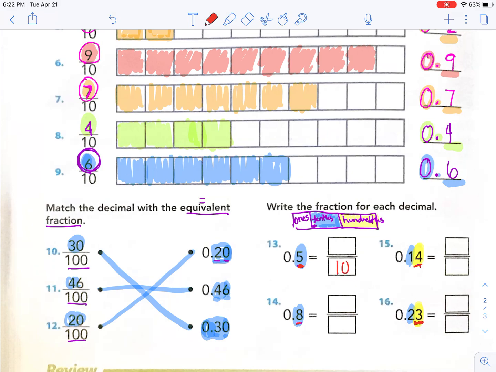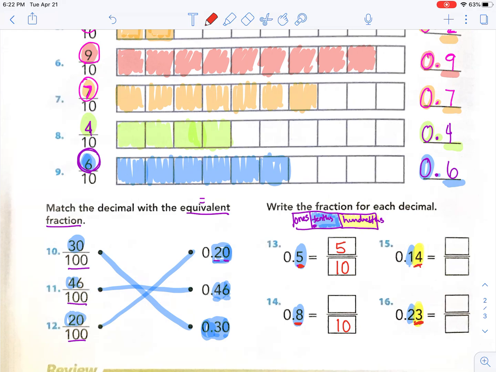So I know that my denominator will automatically be tenths. How many tenths do I have, boys and girls? 5. 0.5 is 5 tenths. Think about that in dimes. 5 dimes out of 10 dimes, it's like 50 cents. There you go. Tenths place, my denominator will be 10.